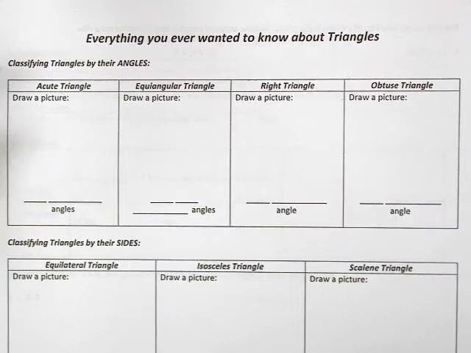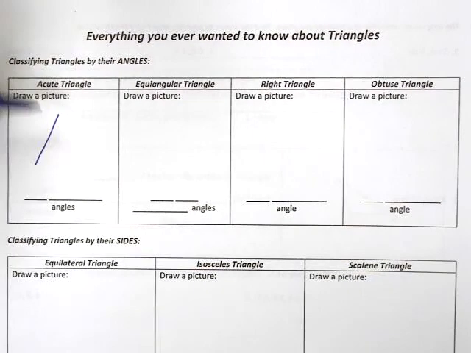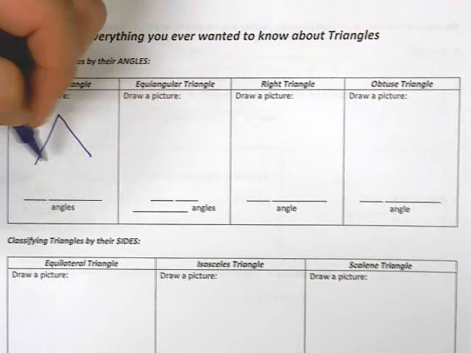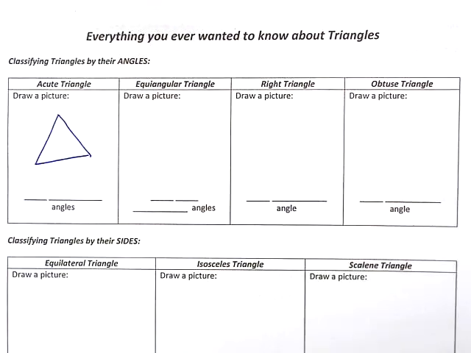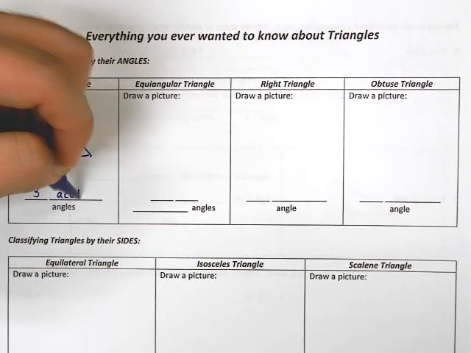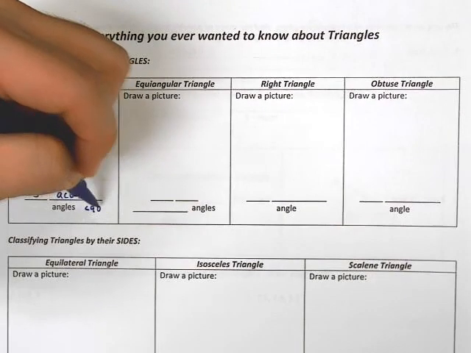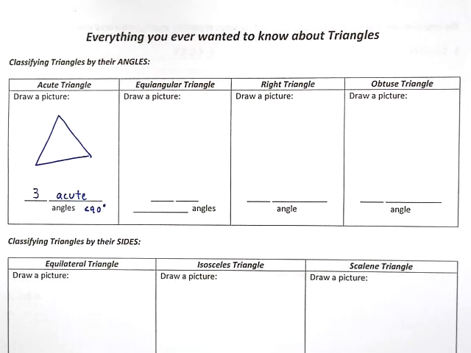Alright, so an acute triangle. I'm hoping you guys know some of this already. An acute triangle, something like that maybe. All I need to know when I have an acute triangle is that I have three acute angles. And if you remember, acute means less than 90 degrees. Alright, so we need to have a triangle that ends up having three acute angles.